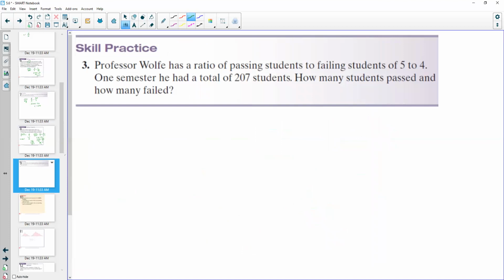Professor Wolf has a ratio of passing students to failing of 5 to 4. One semester he had a total of 207 students. How many passed? How many failed? Well, I will tell you that 92 failed and 115 passed. You try it. If you get stuck, drop your questions into the discussion and let's talk about it.